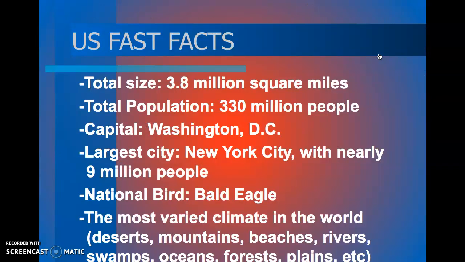USA Fast Facts: total size 3.8 million square miles, total population about 330 million people. The capital, of course, is Washington, D.C., located in the District of Columbia. Largest city is New York City in terms of population, with nearly 9 million people. I think actually now it is probably 9 million people. National bird is the bald eagle, and it has the most varied climate in the world. You have deserts, you have mountains, you have beaches, rivers, swamps, oceans, forests, plains. Anywhere you go, you're going to find different climates.